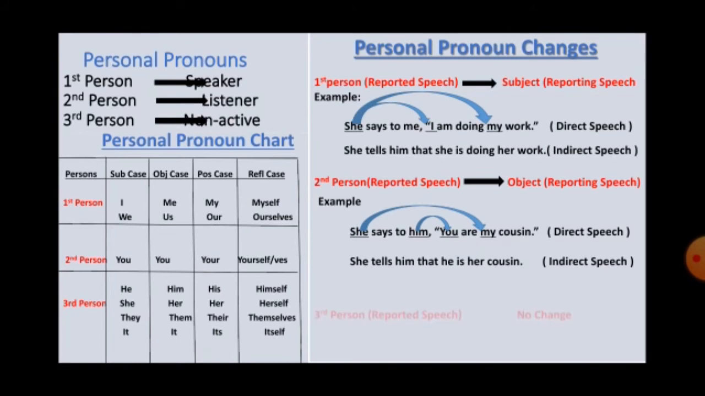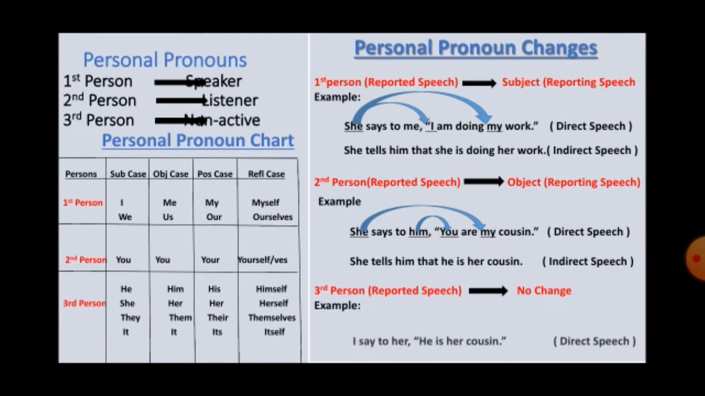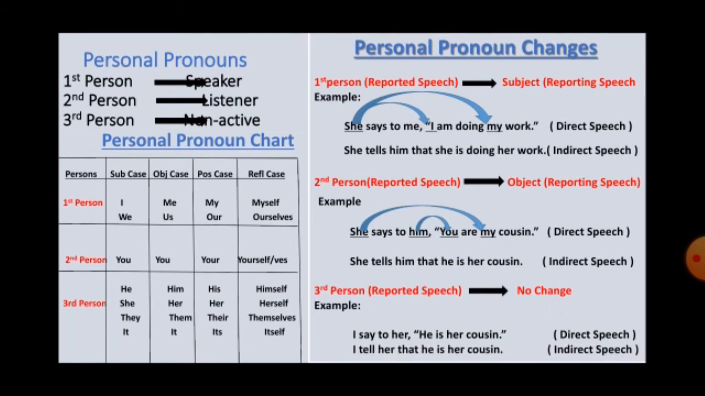Okay, and if we have third person in reported speech, then no change occurs in that sentence. For example, "I say to her, he is her cousin". So "he" is third person and "her" is also third person, and if we have third person in reported speech, we do not change these personal pronouns. So okay students, this is how first person personal pronouns change. If we are given first person in reported speech, we change according to the subject, second person according to the object, and third person no change.